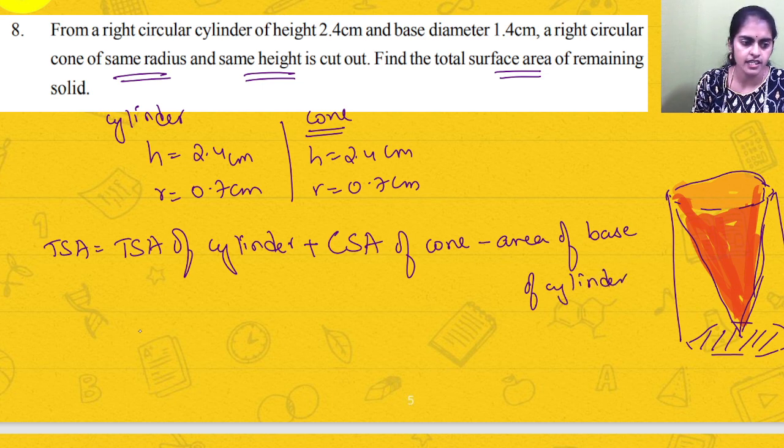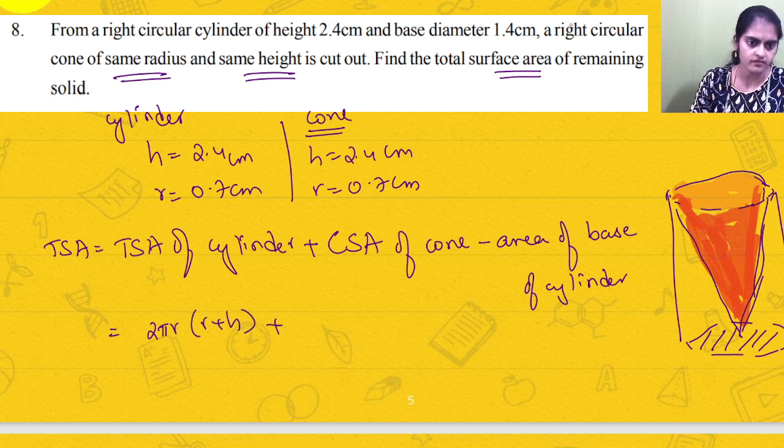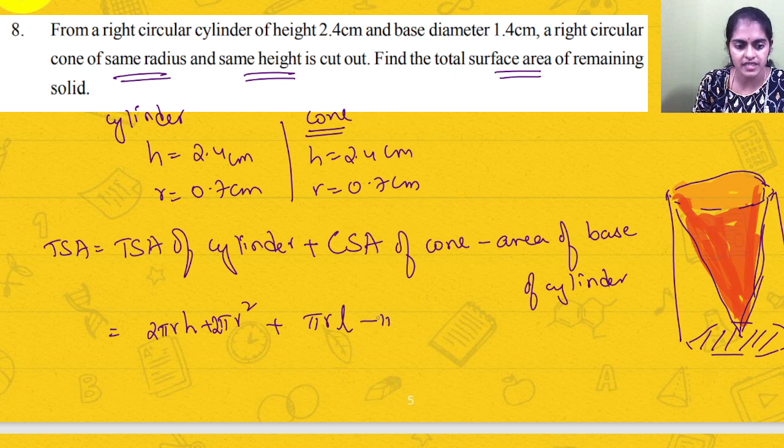Okay, so that is equal to TSA of cylinder, which is 2 pi r into r plus h, plus CSA of cone. Or if you write it this way, it is easier to take common. The formula is correct, but if you write it this way: 2 pi rh plus 2 pi r square. CSA of cone is pi rl, minus area of base pi r square. So that is equal to 2 pi rh plus 2 pi r square minus pi r square, that is one pi r square, plus pi rl.